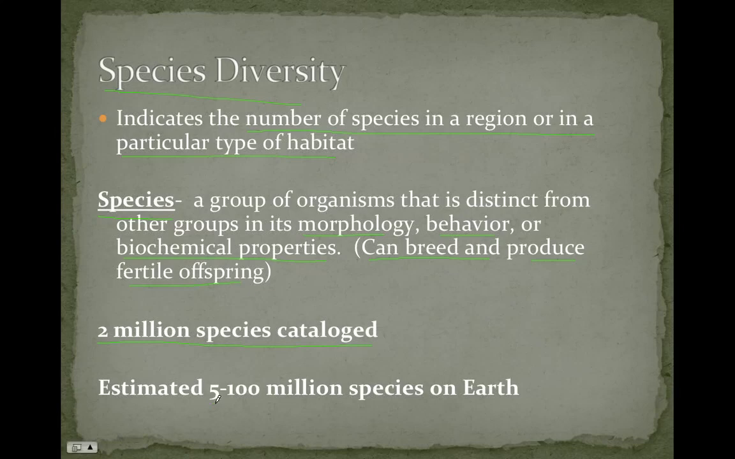Scientists estimate that there's 5 to 100 million species on Earth. And I guess most would say that it's probably somewhere around 30 million species on Earth. But this is the range that most scientists will talk about, 5 to 100 million species on Earth. So we have a lot to discover here on Earth.